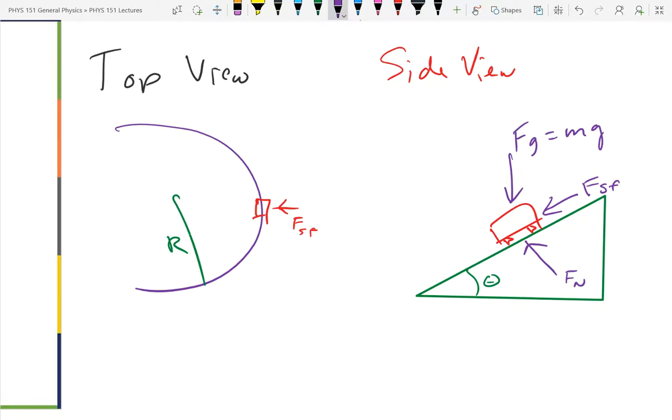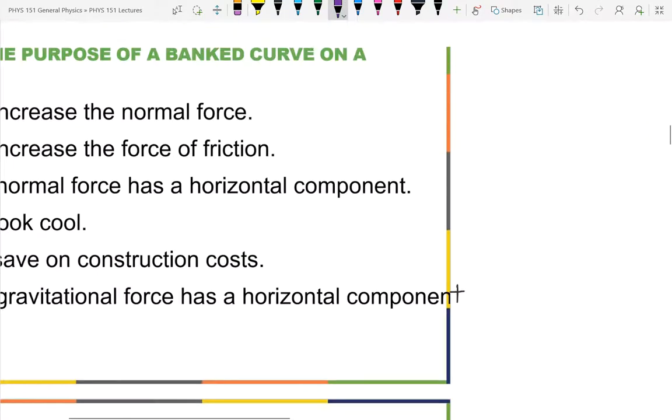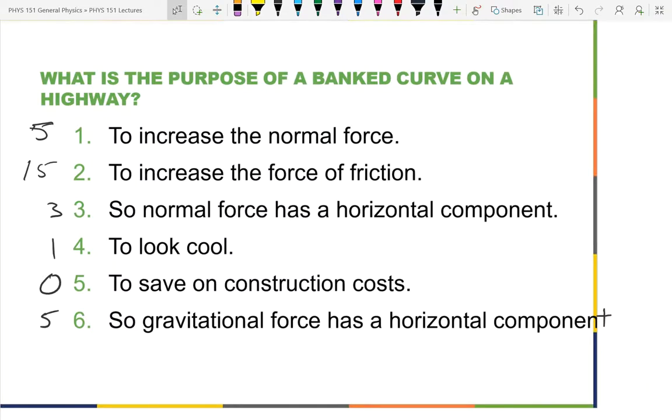Now we can look at this right away and see 2 things. Number 1, the static friction component that's toward the center is not all of the static friction anymore. It's only part of it. And the force normal now has a component toward the center. So if we look back at our quiz question, we had to increase the force of friction.